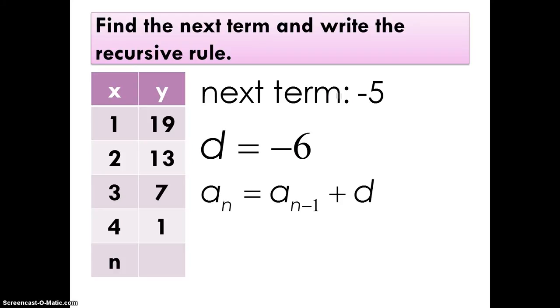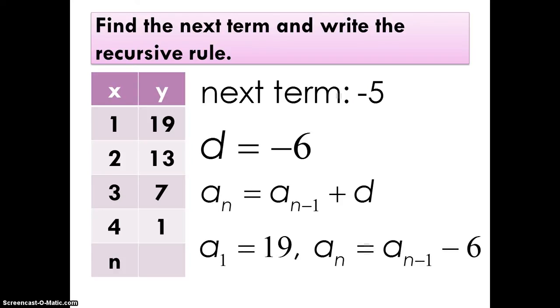Then your formula will be a sub 1 is equal to 19. A sub n is equal to a sub n minus 1 minus 6.